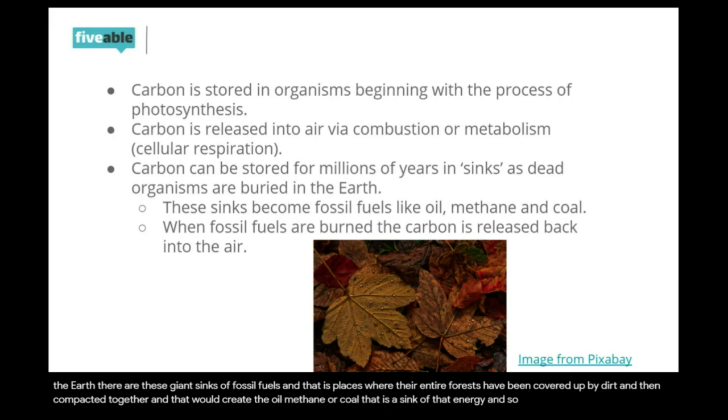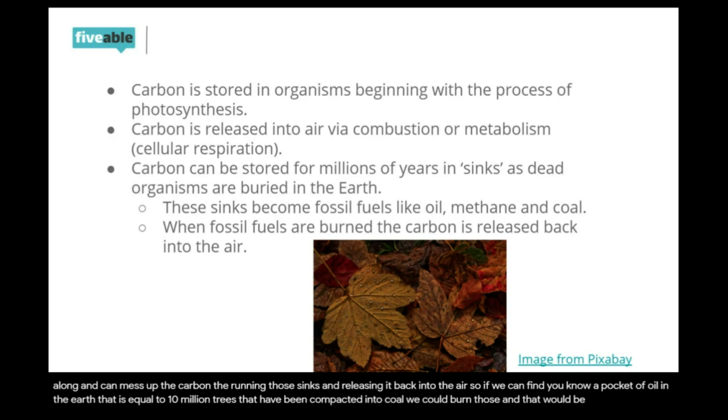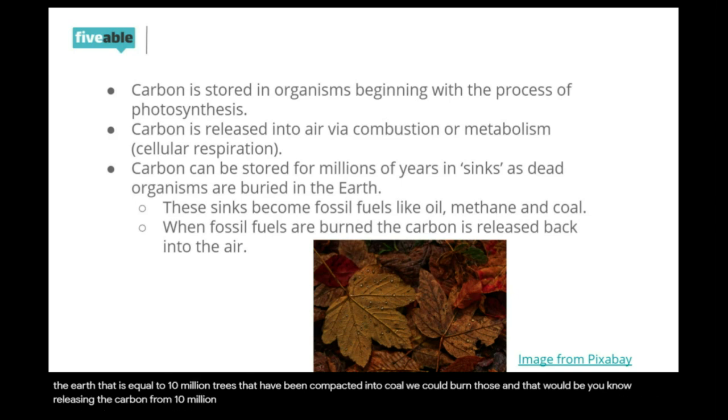And so then that's where humans come along and can mess up the natural carbon cycle by burning those sinks and releasing it back into the air. So if we can find a pocket of oil in the earth that is equal to 10 million trees that have been compacted into coal, we could burn those, and that would be releasing the carbon from 10 million trees back into the atmosphere. And it would take 10 million trees to grow again in order to pull that back out.